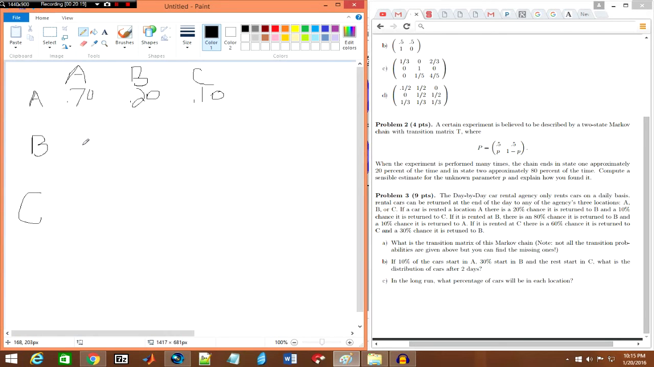So next row is B to A, which is not given to us, but it is given B to B, which is 80% chance that it's returned to B. And a 10% chance it's returned to A. Oh, it was given to us.